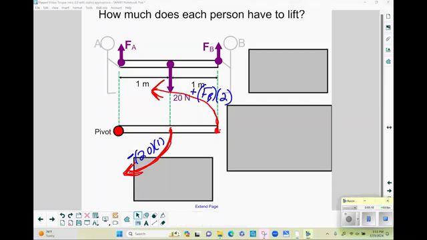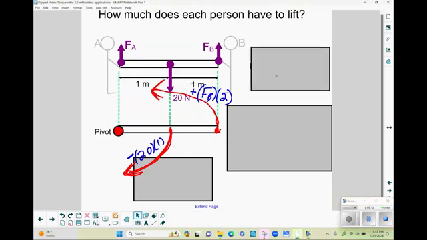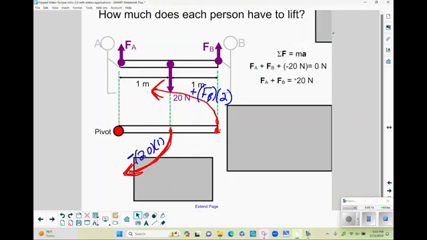If I look at just the free body diagram, I can write out the force equations that I had before. The net force equals ma, and Fa plus Fb must equal 20 newtons, since there is no acceleration and no net force. Again, I don't know which force is larger or smaller, if they're equal. I feel they might be equal, but I could be wrong.